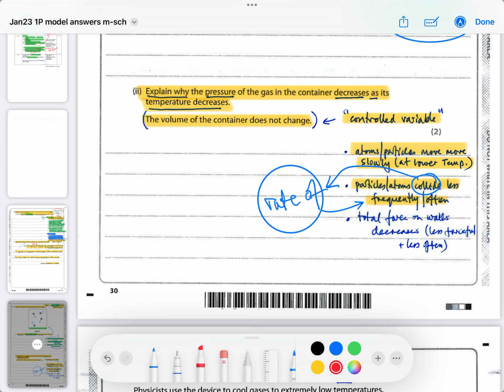Then the next bit: the total force on the walls decreases. Each collision will also be less forceful if they're hitting the wall more slowly. So they hit the wall less often and with less force, so the pressure will decrease. You could even add that in: pressure will decrease. I've just done it in bullet points, and I think that's fine as long as you show clarity in your communication.